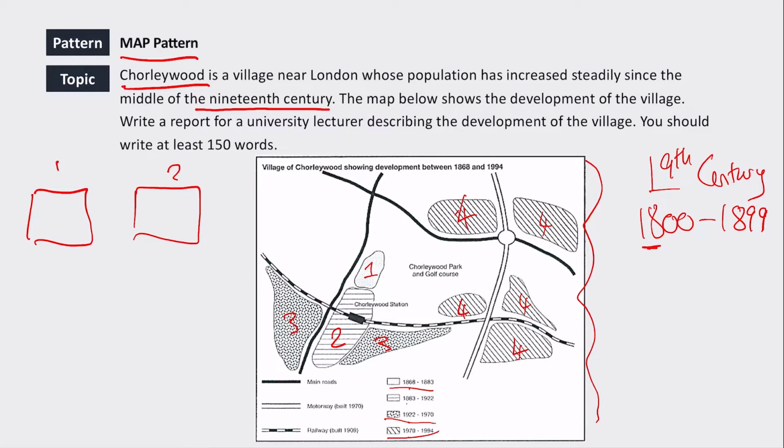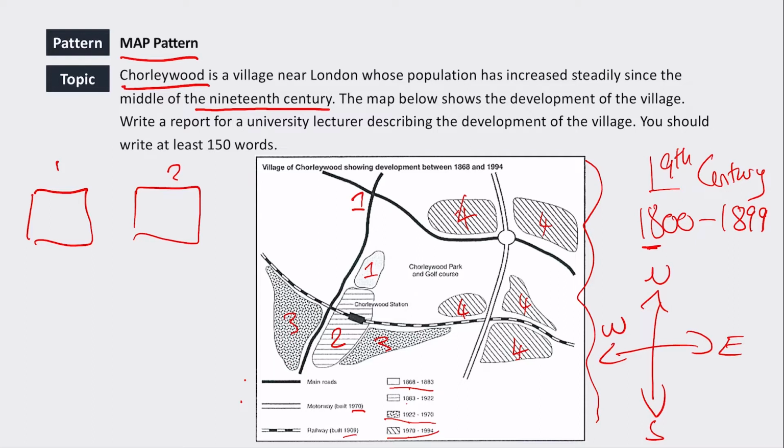So it started off small, then it grew a little bit more and expanded out southwards, and then we've got a lot of expanding to the east, okay? So when you're describing maps, don't forget that you want to go north, south, east, and west when talking about development, okay? Then we've got the main road, then we've got a motorway built in 1970, and then a railway built in 1909, okay?